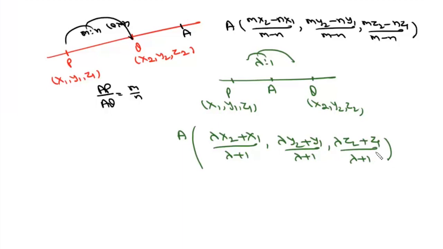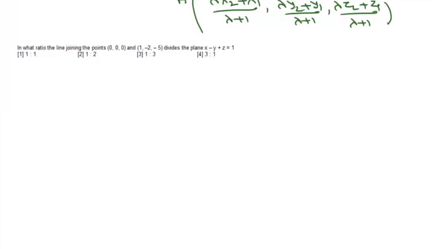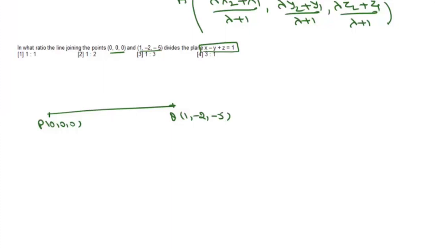Now say for example we are given 2 points (0, 0, 0) and (1, minus 2, minus 5), and it says find the ratio in which the line joining these points is divided by this plane, which is x minus y plus z equals 1. Now we are given 2 points, say P, which is (0, 0, 0), and Q, which is (1, minus 2, minus 5). Now we need to find the ratio in which this plane divides this line segment PQ.